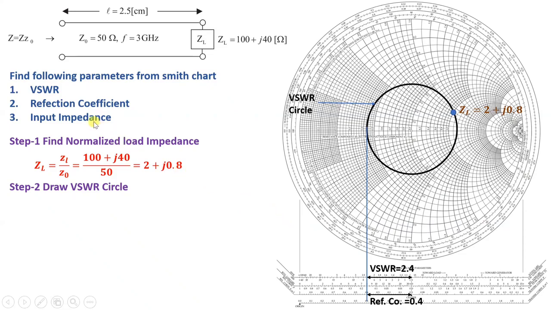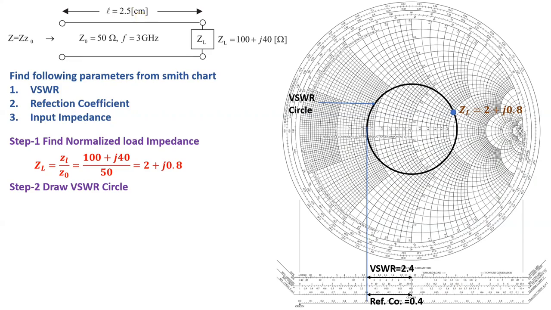Now our next question is to identify input impedance. Now my dear friends, you see input impedance is measured from these two terminals. So when you want to measure input impedance with respect to this load and transmission line, then from the load you will have to move towards the generator. So towards the generator, we have to move by a length equal to 2.5 centimeter.